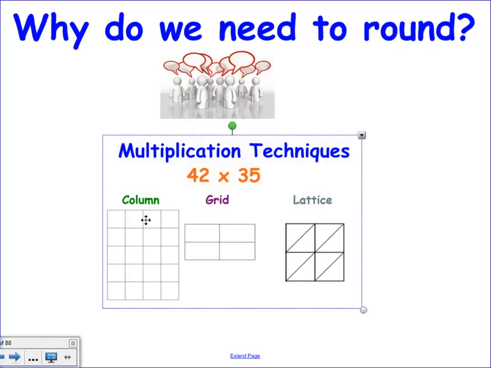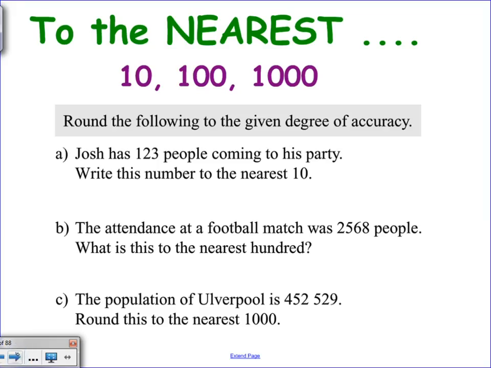So a good use of rounding is to check your answers. Are you in the right magnitude of answer? Okay, so let's look at the first 3. John has 123 people coming to his party. Write this number to the nearest 10. What do we got for that?